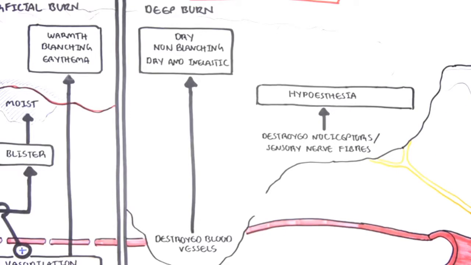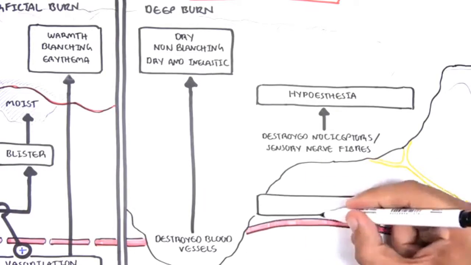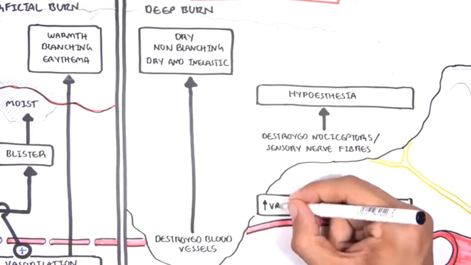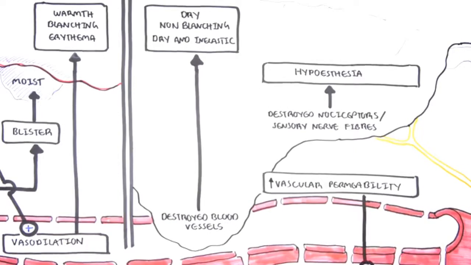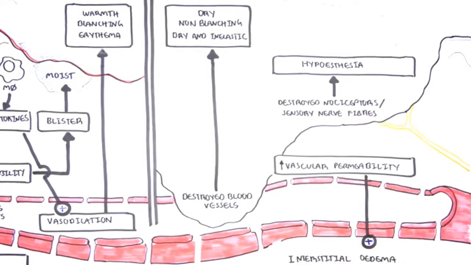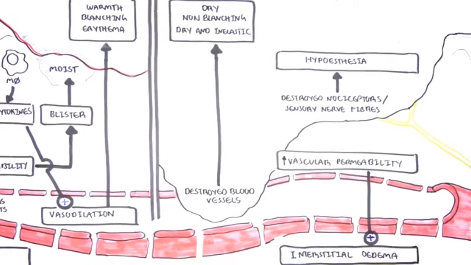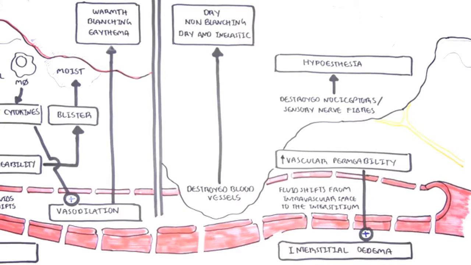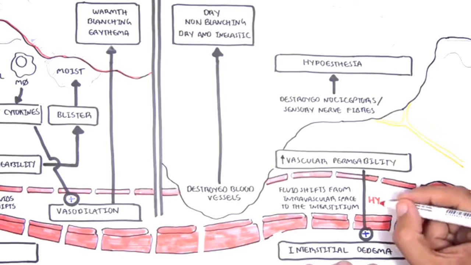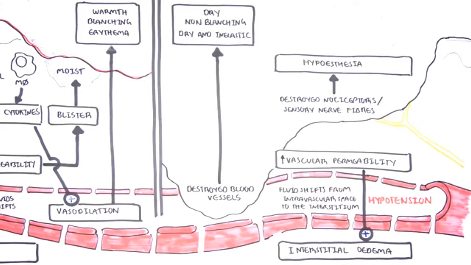Obviously, not all your blood vessels are damaged. The functional blood vessels will react to the cytokines produced around the area. The vessels will increase vascular permeability, which will cause fluid to shift out, causing interstitial edema. So fluid shifts out from the intravascular space, the blood vessel, into the interstitium. And this huge amount of fluid coming out of the vessels will result in hypotension, so circulatory shock even. Hypotension as a result of the shift of fluid occurs more in deep burns rather than superficial burns.